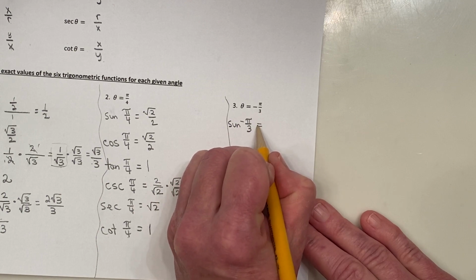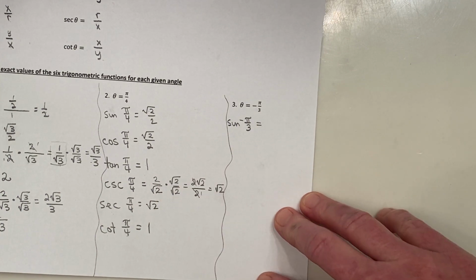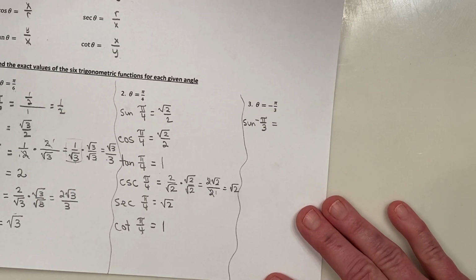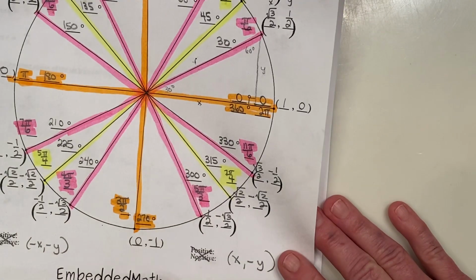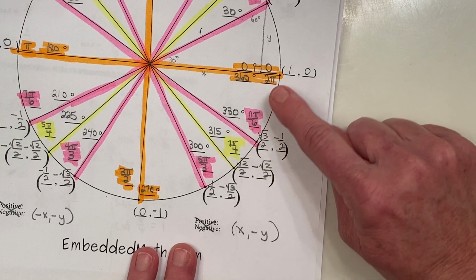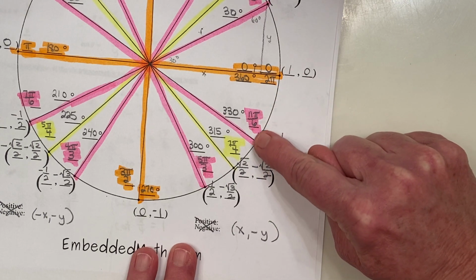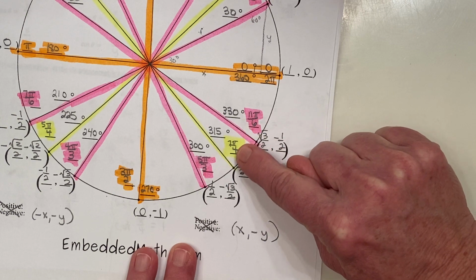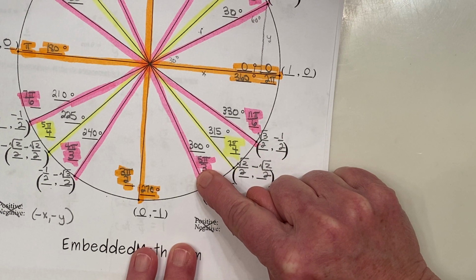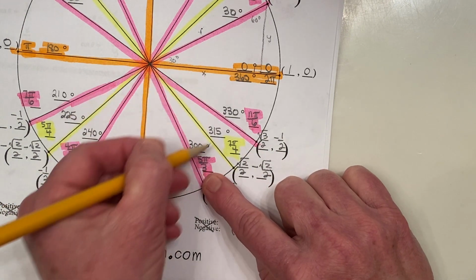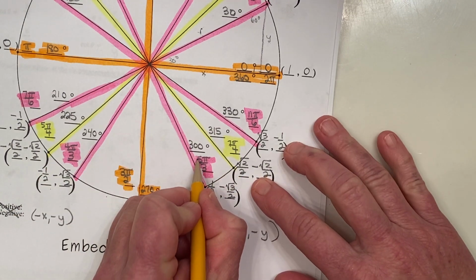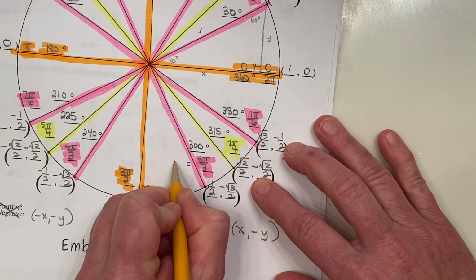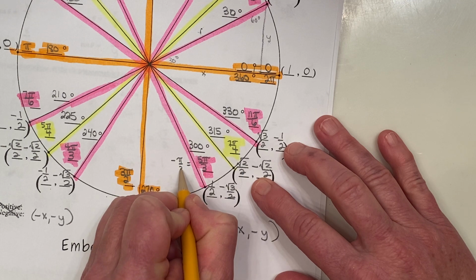So sine of negative pi over 3. All right, so let's go to the unit circle. Remember, it's y over r. Well, negative pi over 3 is actually coming down this way. This is 1 pi over 6 section. This is 2 pi over 6 sections. That makes pi over 3 in a negative direction. So we can say that 5 pi over 3 is coterminal with negative pi over 3.